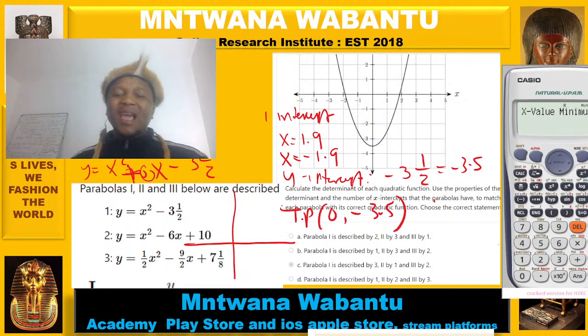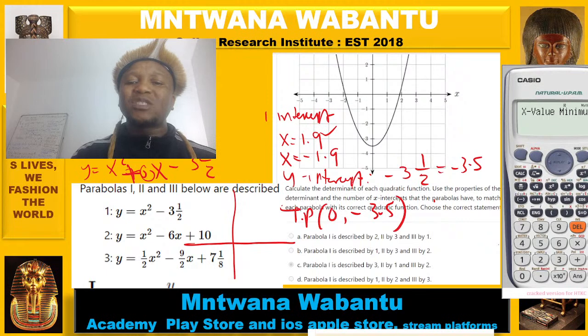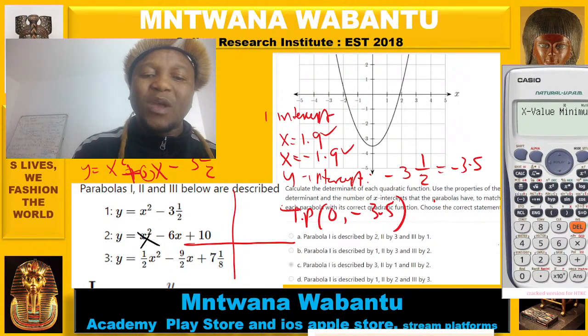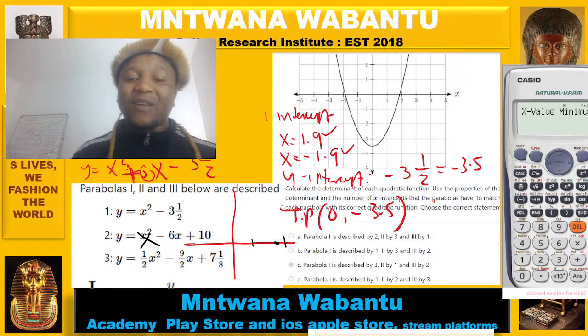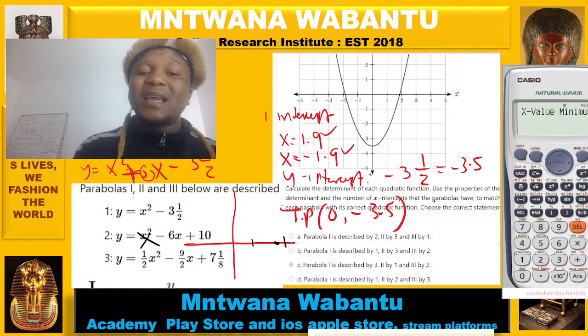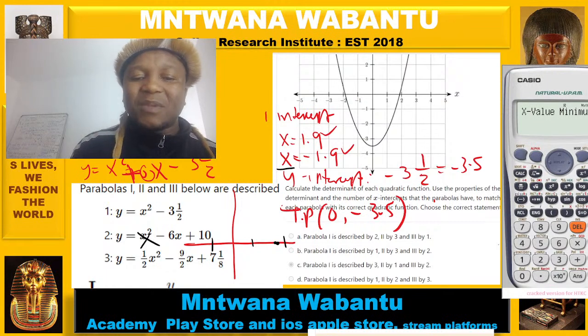What is the x-intercept? The x-intercepts are 1.9 for positive and negative 1.9 for negative. Those are where the graph cuts the x-axis. Let's say this is 1, and this 2 is going to be, let's say, 1.9 somewhere here. Rough sketch. Negative 1.9 is somewhere here, between negative 1 and negative 2.